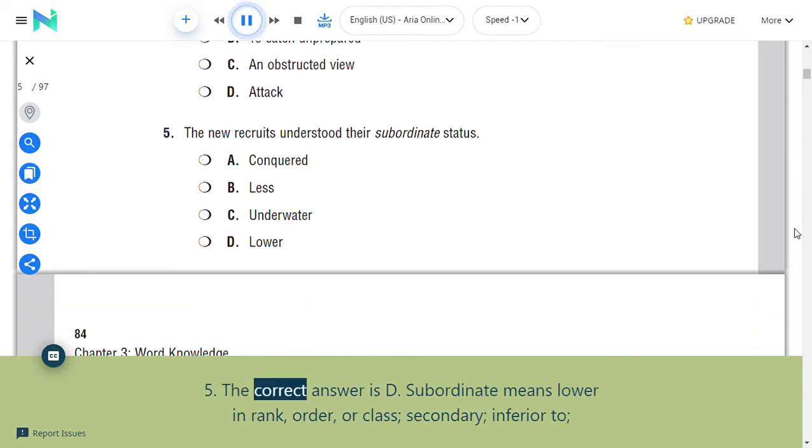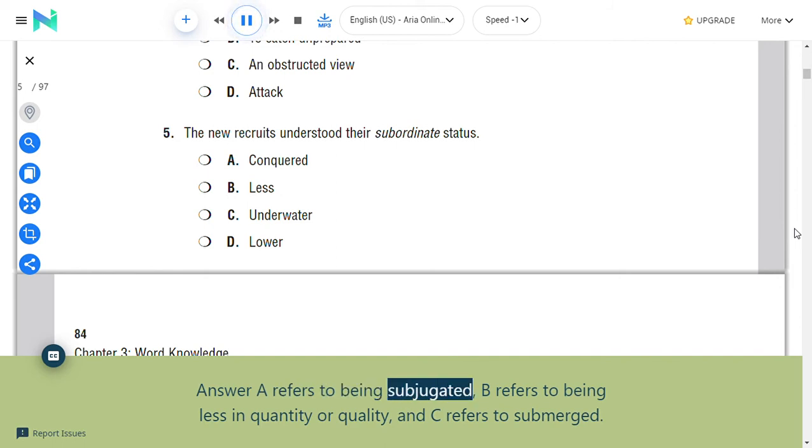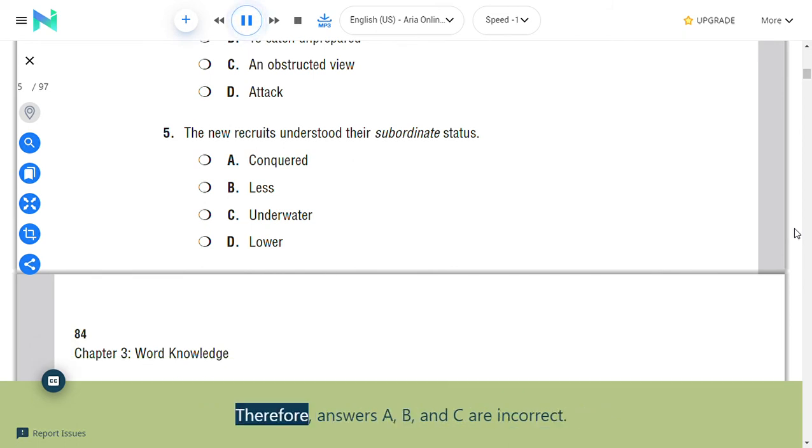5. The correct answer is D. Subordinate means lower in rank, order, or class, secondary, inferior to, or controlled by an authority. Answer A refers to being subjugated, B refers to being less in quantity or quality, and C refers to submerged. Therefore, answers A, B, and C are incorrect.